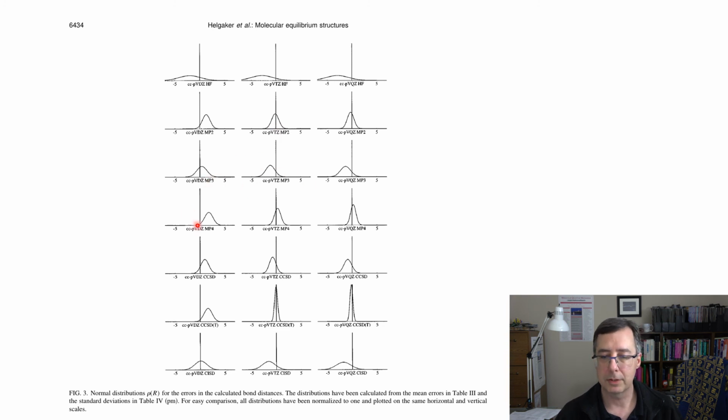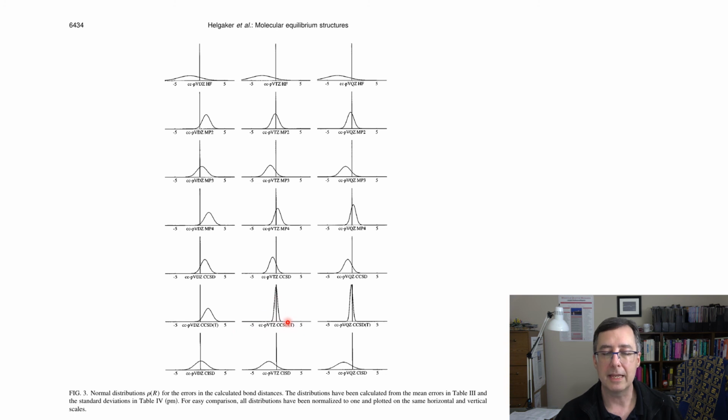MP3 people don't use much anymore. MP4, double zeta is not good enough. Triple zeta is better. Quadruple zeta is a little better than triple zeta. CCSD, you overestimate bond lengths with double zeta. You underestimate them with TZ, and QZ doesn't help any. So you might as well start at triple zeta, stop at triple zeta.